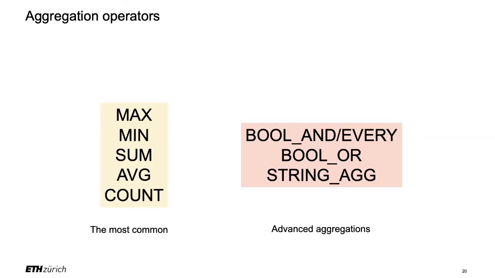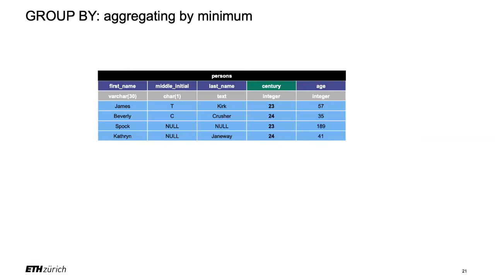String agg works on string domains. When you have varchar, text, and so on, it's just aggregating the strings. It's concatenating the strings, right? So string agg is yet another aggregation.